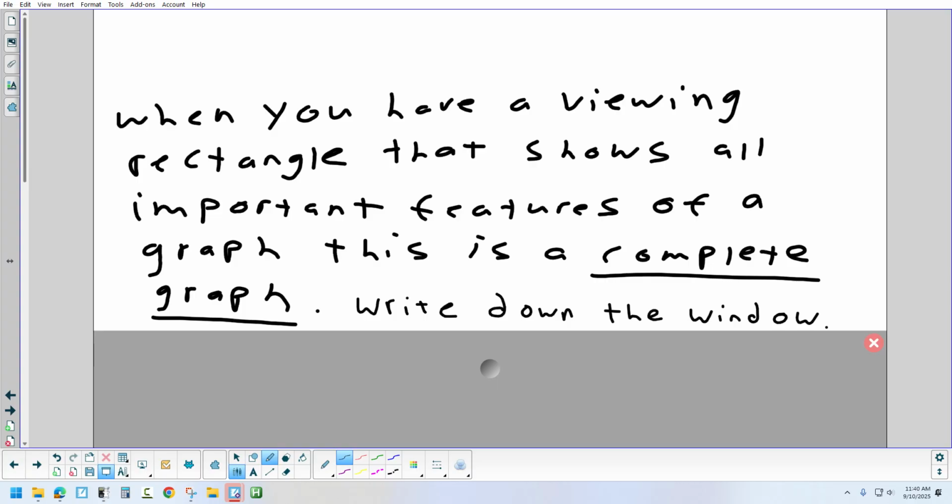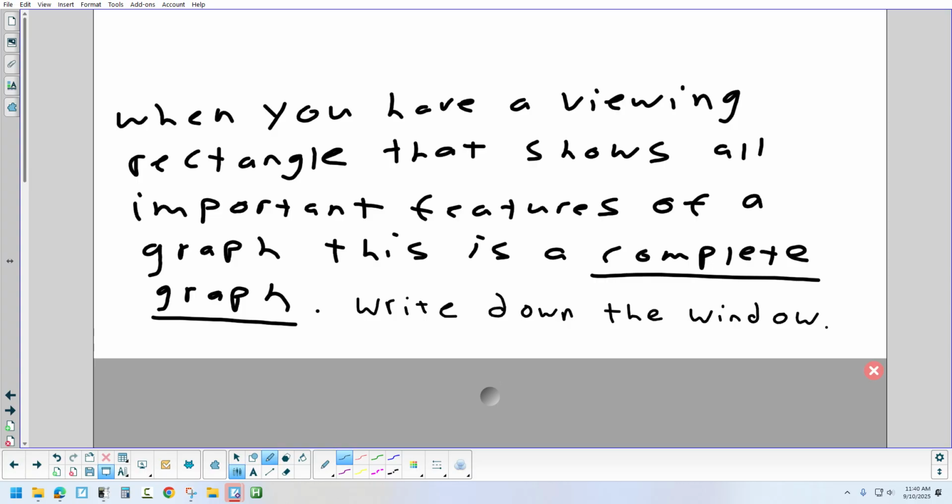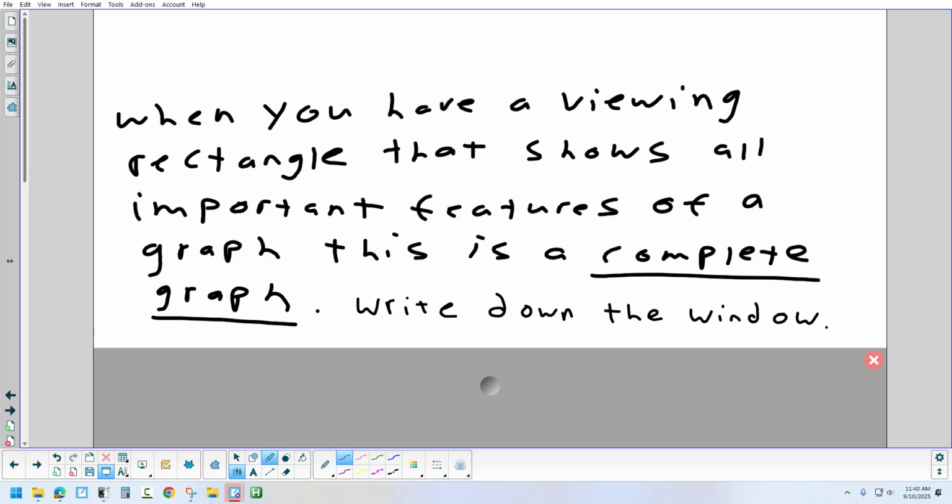So if you see in the homework or on the test, the directions, find a complete graph, all you have to do is tell me the window you used. You don't have to draw anything. Tell me the window. X-min, X-max, Y-min, Y-max. And there's not necessarily just one window. There might be more than one window that shows everything that you're looking to see.